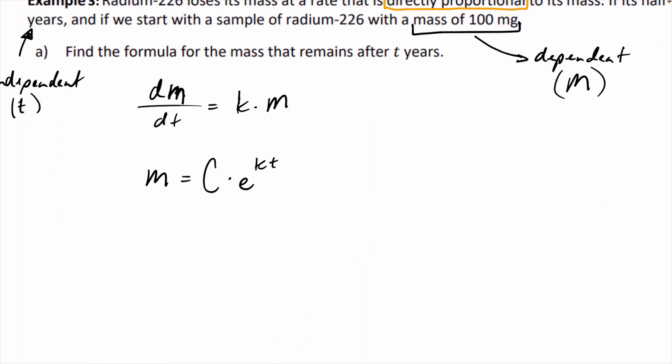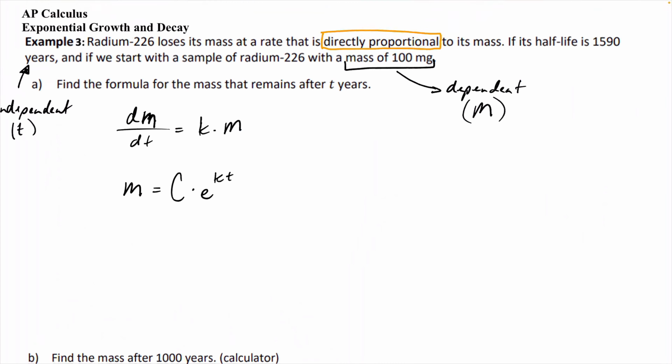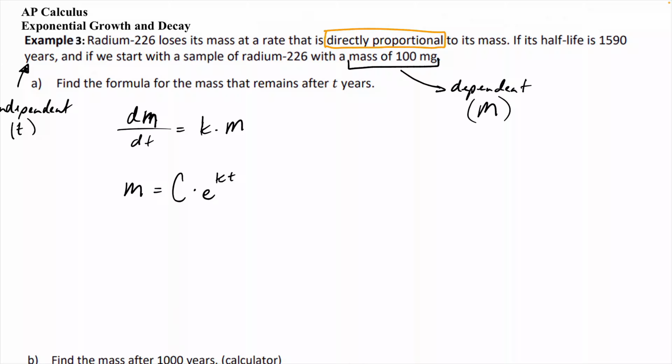Capital C we know is a starting amount, right? So what is this going to be? Do they tell us a starting amount for this guy? They do. What's the starting amount? 100. So they want a formula. Formula is a less fancy word, but it's the same thing as model.